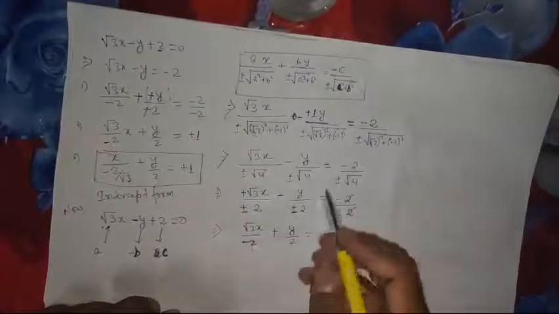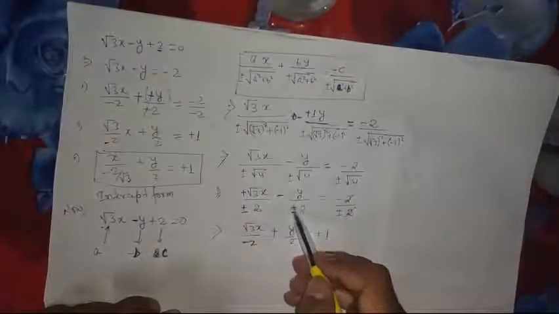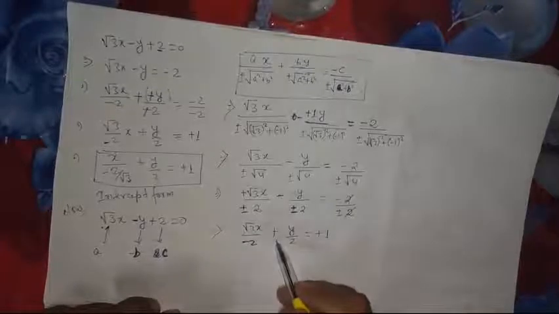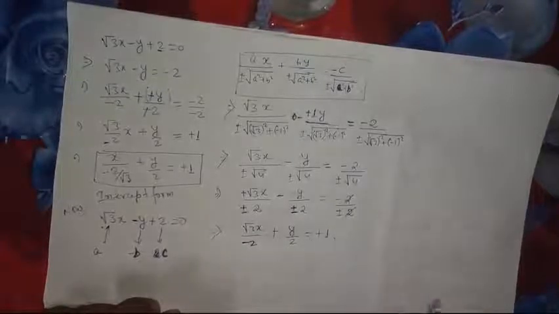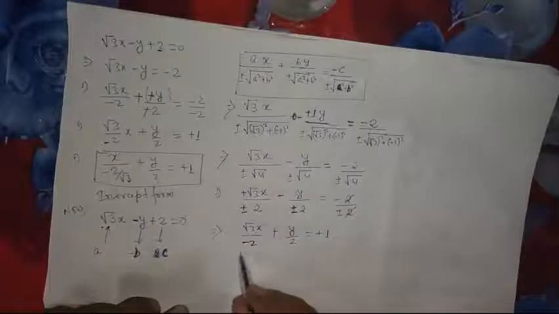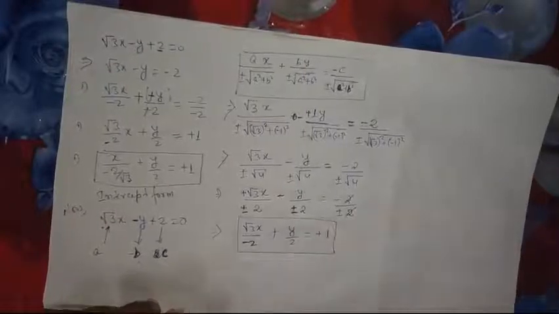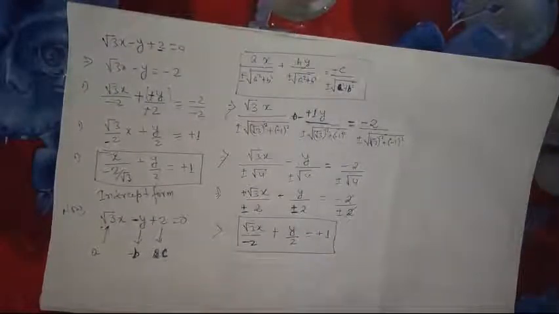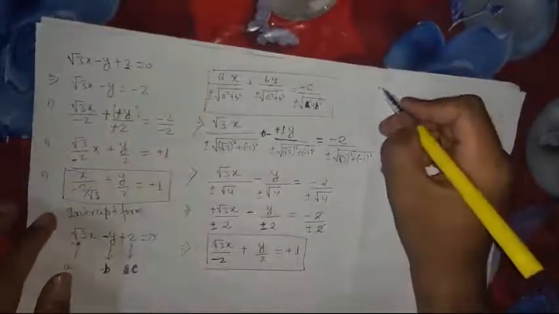I just give minus here, minus gone, plus left out, means plus only, y by 2 equal to 1. Okay, this is your normal form. So in this manner you must solve the rest of the 2 questions. Okay, is it clear? Now see question number 3.